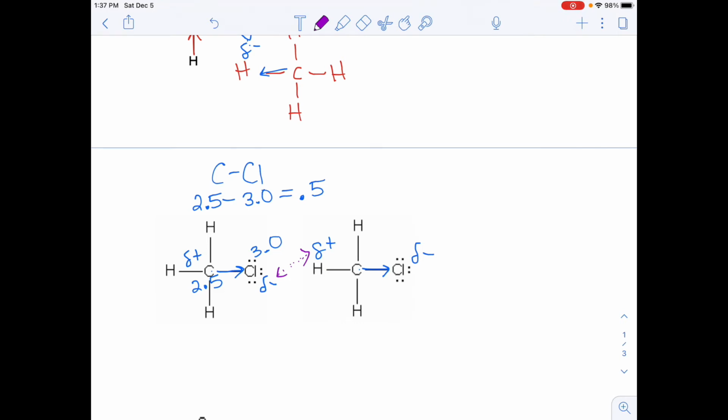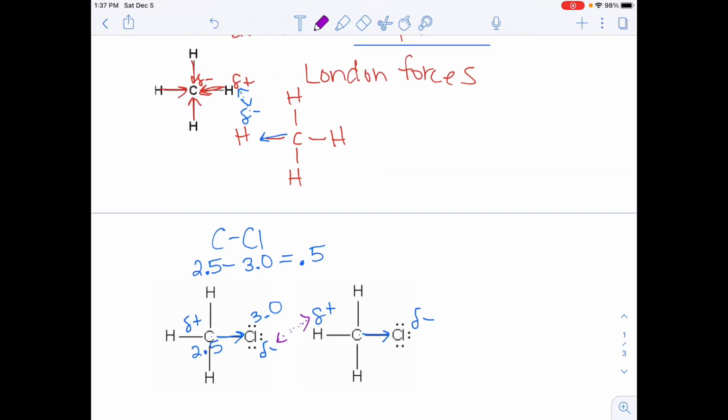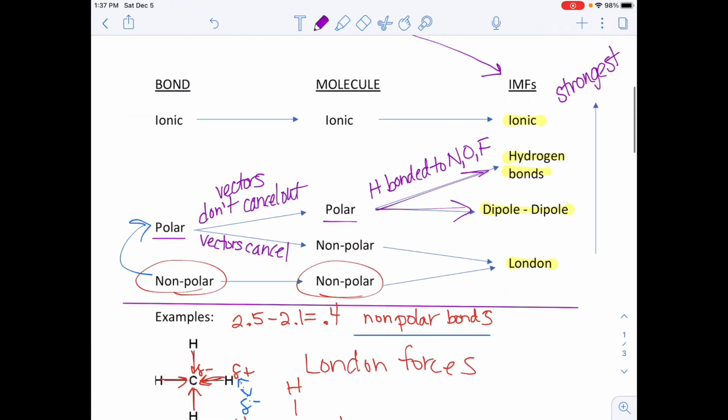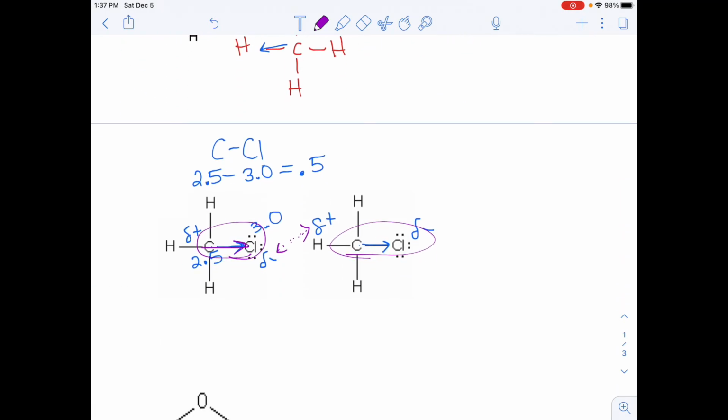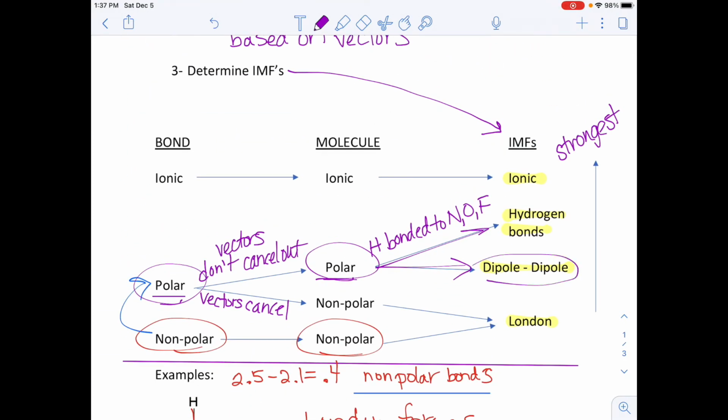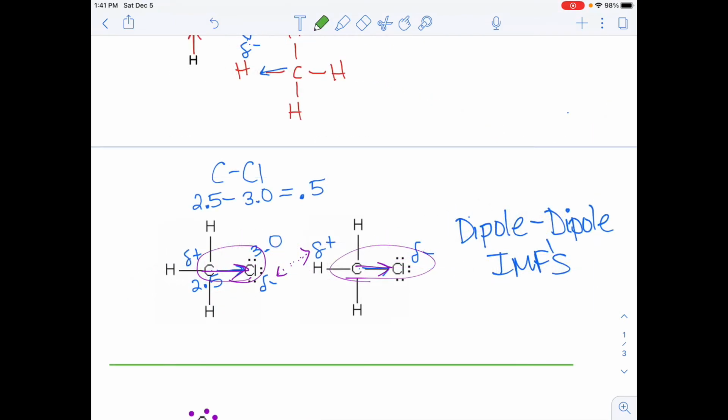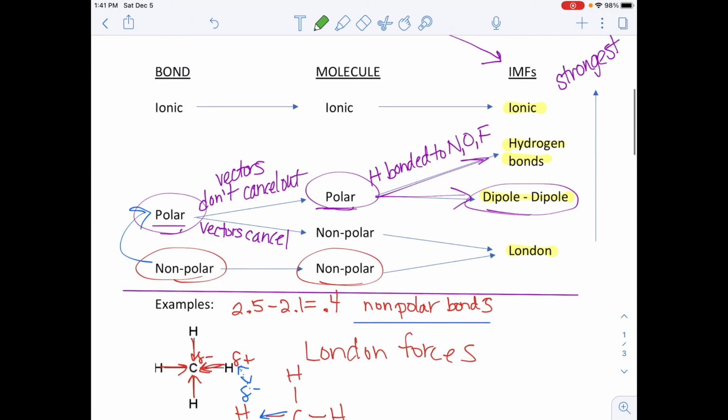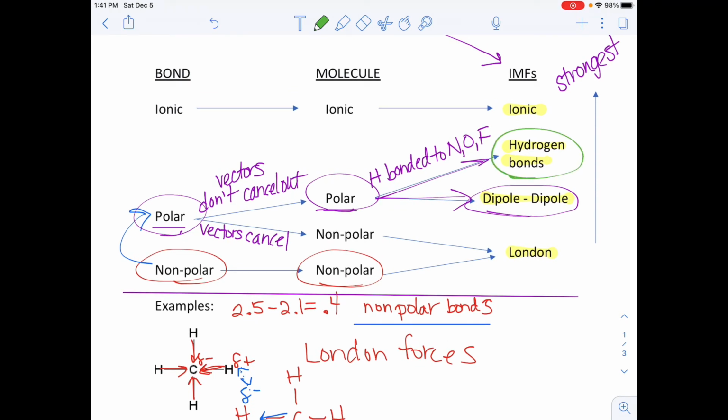And this attraction is greater than London dispersion forces, which we talked about earlier, because there truly are polar bonds within the molecule pulling the electrons stronger towards each other as opposed to carbon and hydrogen in the previous example. So polar bonds, polar molecule, because the vectors do not balance out. There's one vector pulling towards the chlorine in both these molecules. Therefore, dipole-dipole intermolecular force.